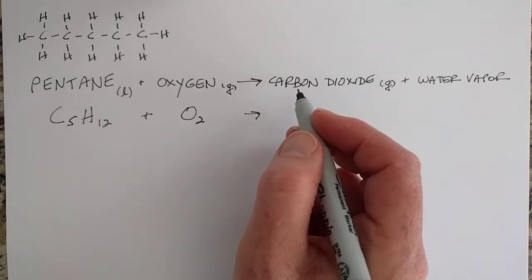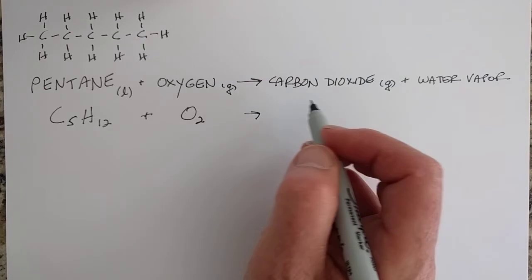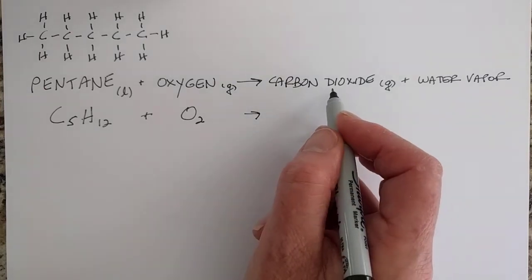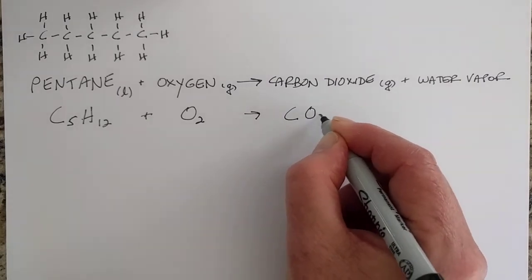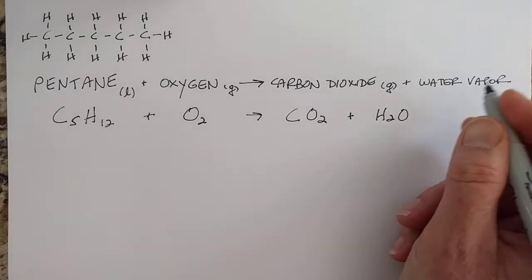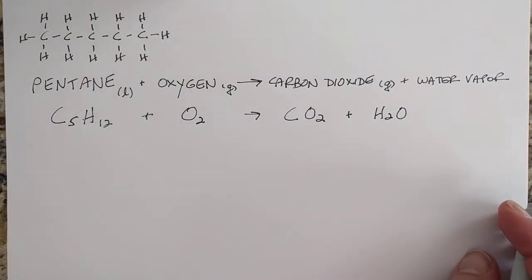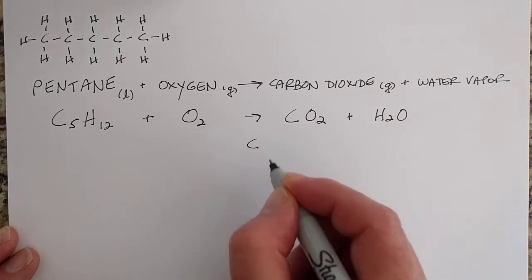Carbon dioxide. Carbon is to the right of the staircase. This is a covalent compound. We can see that the prefix system is being used. So carbon CO2, and water vapor is H2O, and the vapor means that it's in the gas phase for this particular reaction. Okay, so this is what I call a CHO reaction.